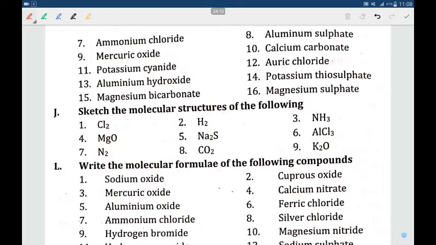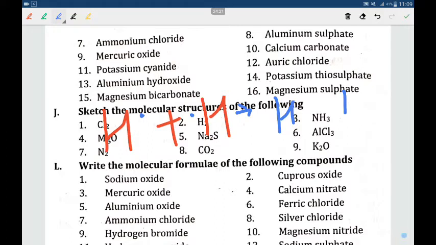So what do we do? First we write here H, also plus H. 1 electron is here, 1 is here. Now we write here H, 1 electron, 1 electron. This 1 electron is shared. This pair of electrons are shared.